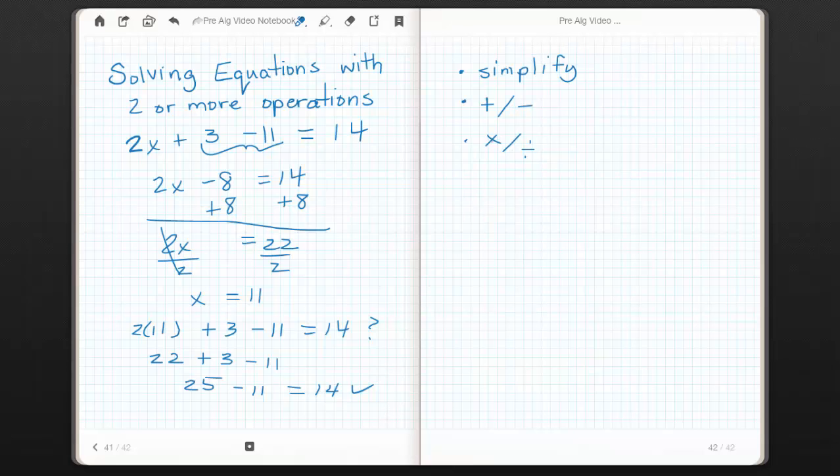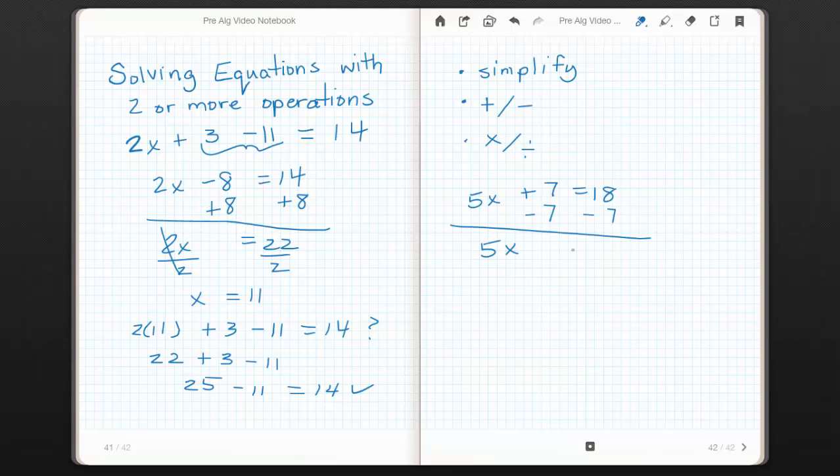Let's look at another example. How about 5x plus 7 equals 18? Now, there isn't any math just waiting to be simplified, so we can skip that step. We do have some addition. Let's undo add 7 by subtracting 7. So I've got a 5x left over here, and now I just have 11. The last step is to divide everything by 5. These reduce, and I've got x equals 11/5.